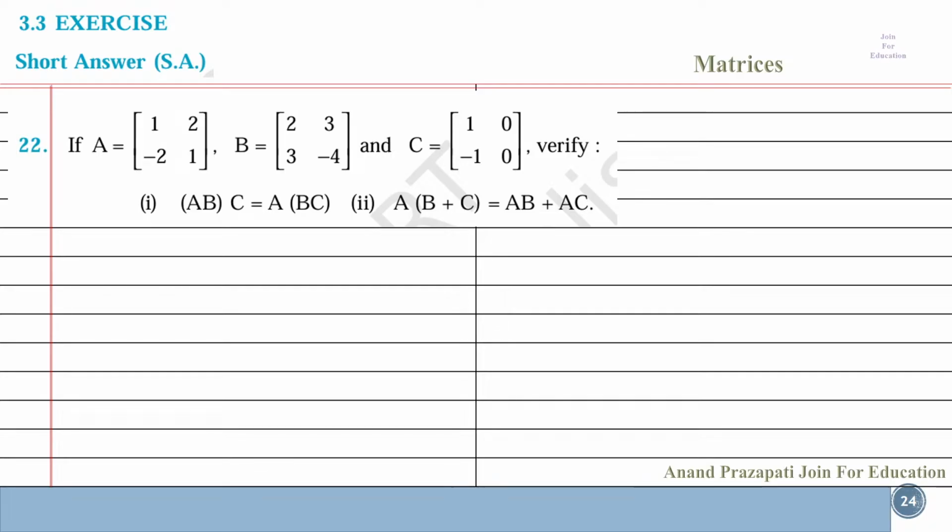Let's see the question number 22. If matrix A is this one, matrix B is this one, matrix C is this one, verify 1, AB into C equal to A into BC. Second, A into B plus C is equal to AB plus AC. Hope there is no problem to understand the question. Let's see the solution of this one.